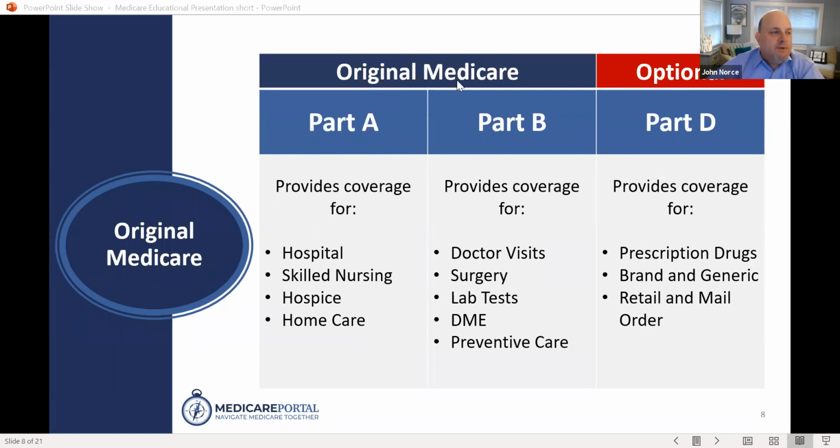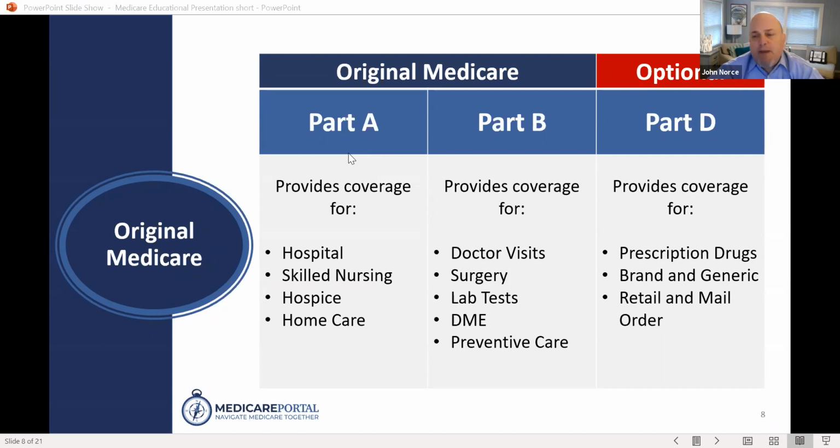So when you enroll in original Medicare, some of the benefits for Part A are hospital, skilled nursing, as I alluded to, hospice care and home care. That's all that's covered under Part A. It's a very limited benefit program. And then for most of us, we don't pay anything for Part A because either you or your spouse has worked and paid taxes. So Part A is something that you will not pay for.